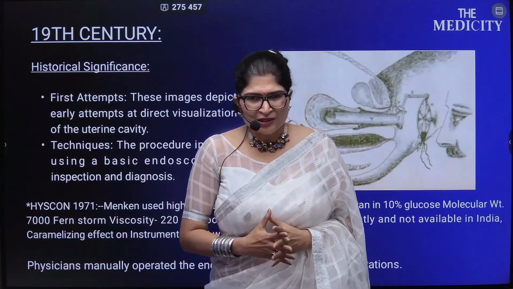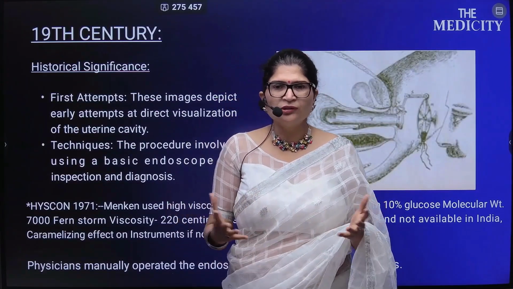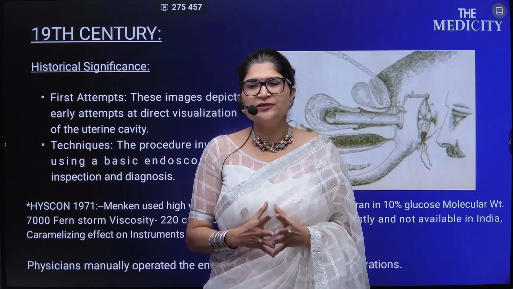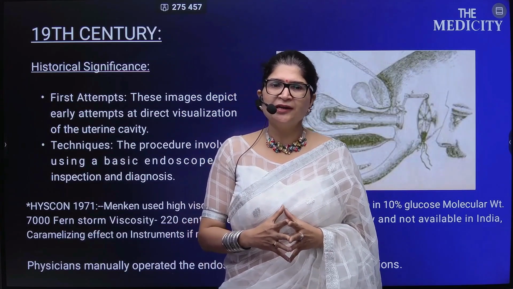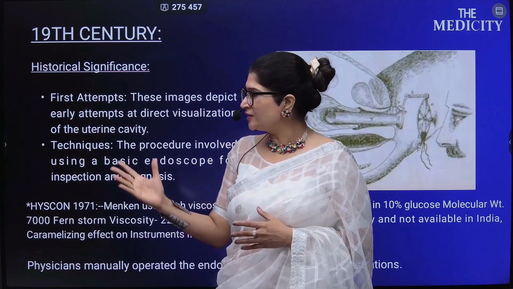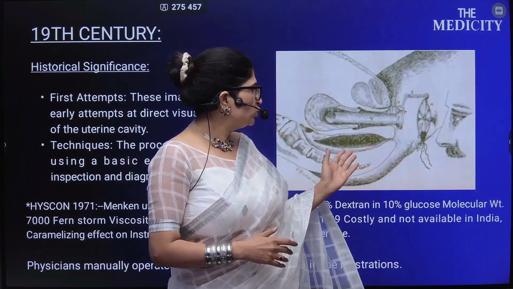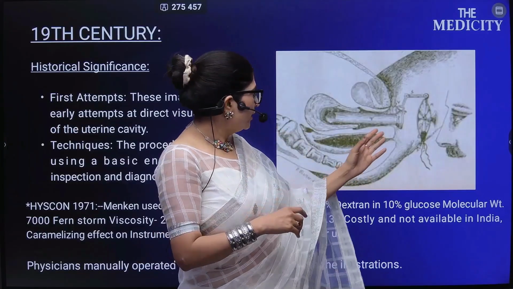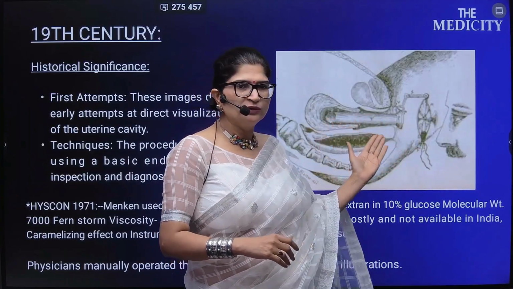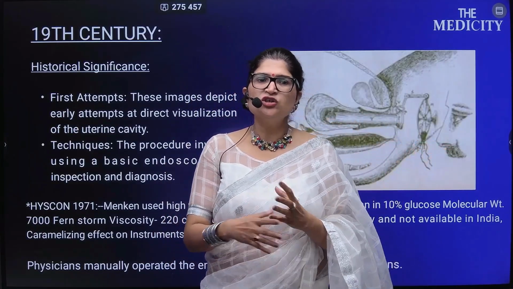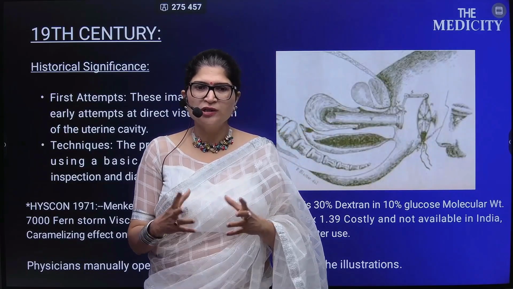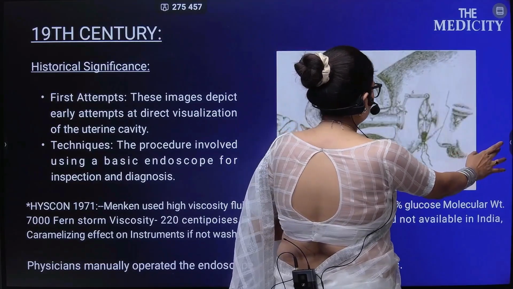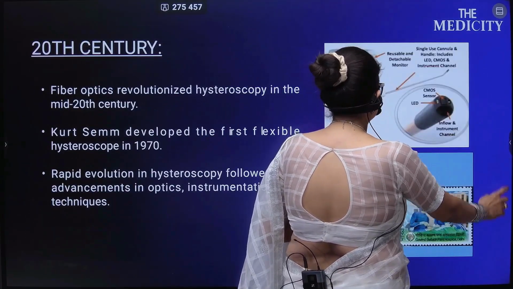In the 19th century, and this is a little bit on the history of the hysteroscope, the first attempts were made. These images depict early attempts at direct visualization of the uterine cavity, as shown in the picture, where the cavity was visualized with the eye and the scope placed inside. The procedure involved using a basic endoscope for inspection and diagnosis. And Hyskon was one of the media which was being used, which is of high molecular weight.